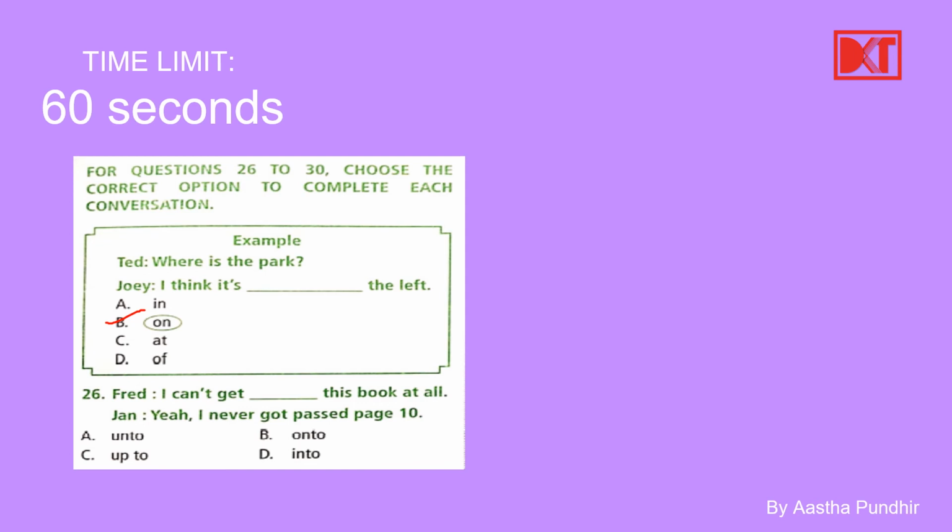A. I can't get onto this book at all. B. I can't get onto this book at all. C. I can't get up to this book at all. Or D. I can't get into this book at all. Here, the correct answer is D. I can't get into this book at all. Which means I am not at all interested in this book. I can't really get into this book.